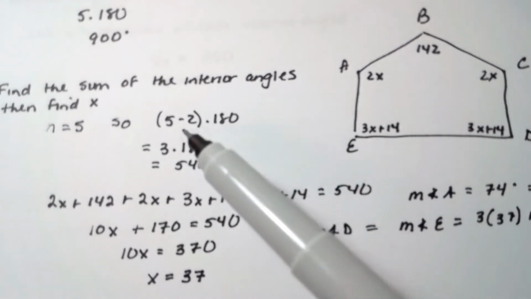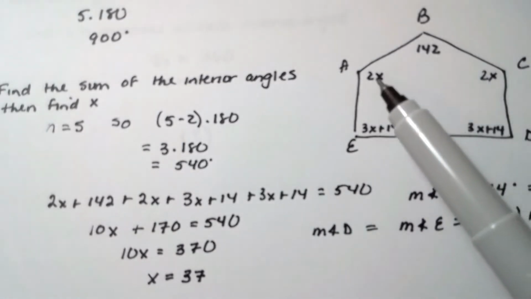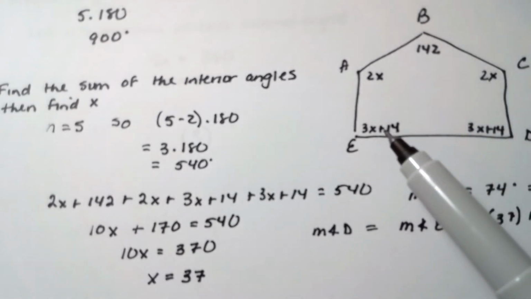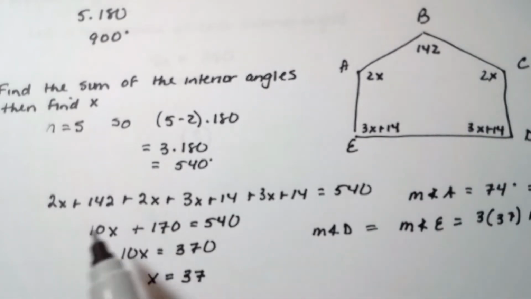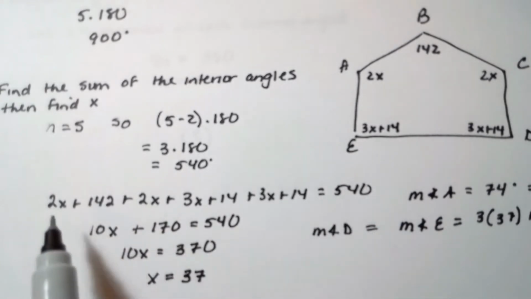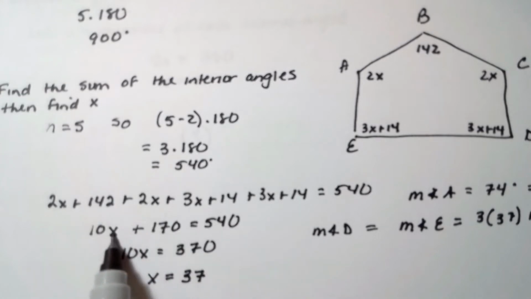If I use my little formula, 5 minus 2 times 180 is 540. So now all we have to do is say 2x plus 142 plus 2x plus 3x plus 14 plus 3x plus 14 is equal to 540. Okay? Then I can combine like terms. I added all the terms containing x together and got 10x. I added all the numbers together and got 170. And now if I solve for x, I get 37.